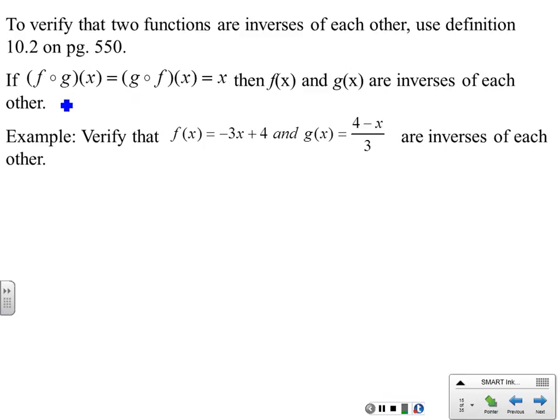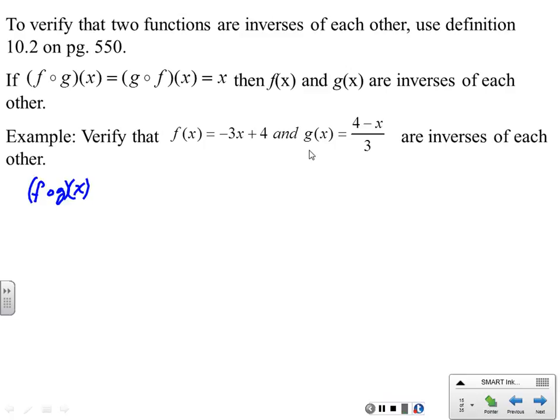So, verify, prove, this is a proof, prove that f of x equals -3x plus 4 and g of x is equal to 4x over 3 are inverses of each other. So my statement is, I'm giving you the fact that these two are inverses. That's a known fact. It's your job to prove it. How? First, do f composite g. You can do either one first. F composite g of x. Do you remember how to do this?